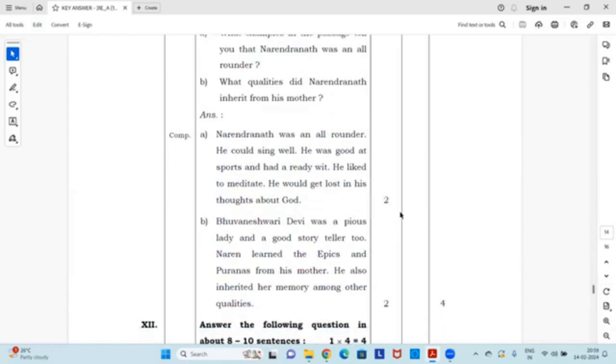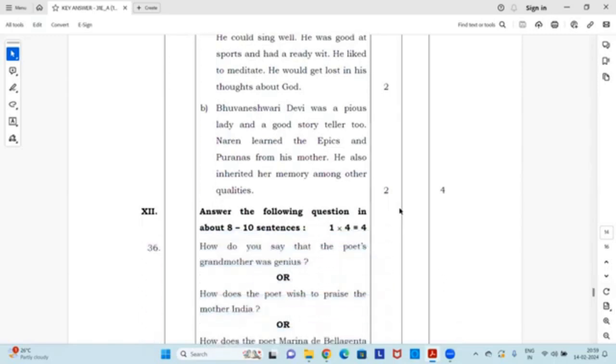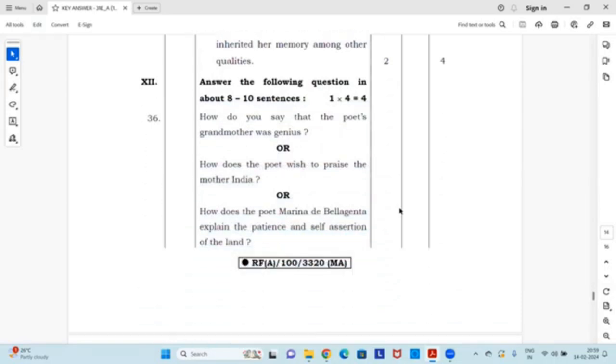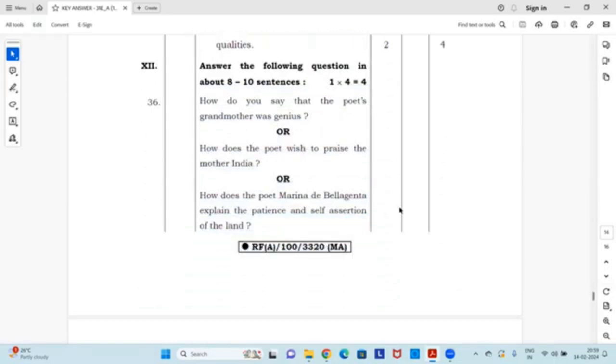So the answer is here. Bhuvaneshwari Devi was a pious lady and a good storyteller too. Narendra learned the epics and the Puranas from his mother. He also inherited her memory among other qualities. Okay, so a comprehension passage is given. You have to find the answer from that and write. Next, question 36. This is a long question.